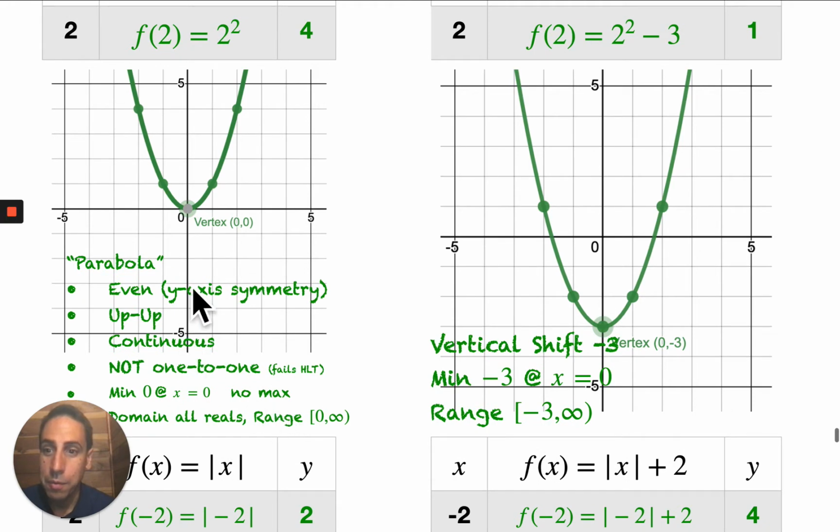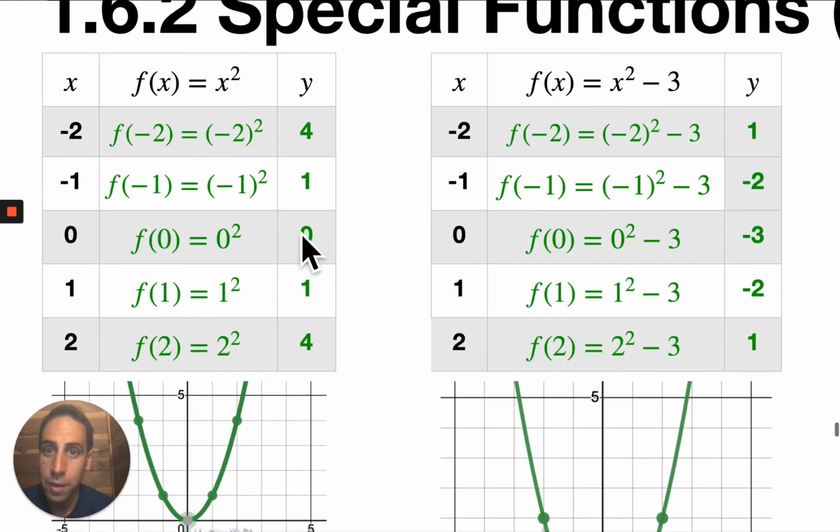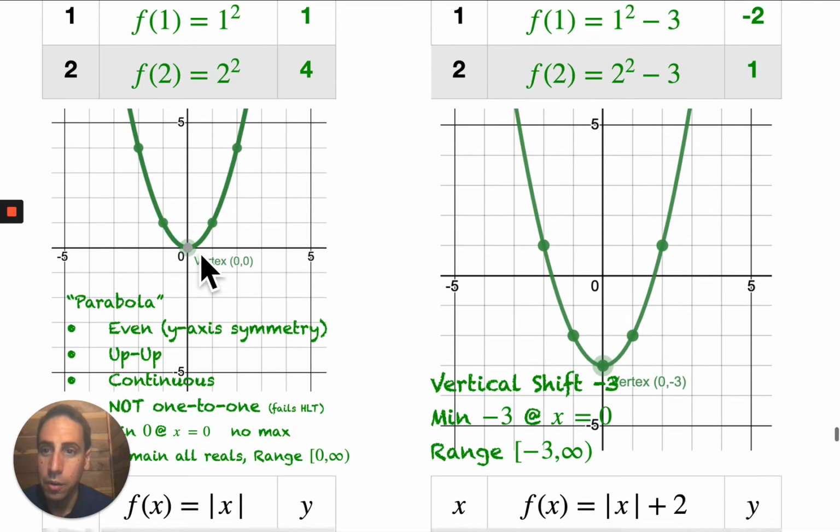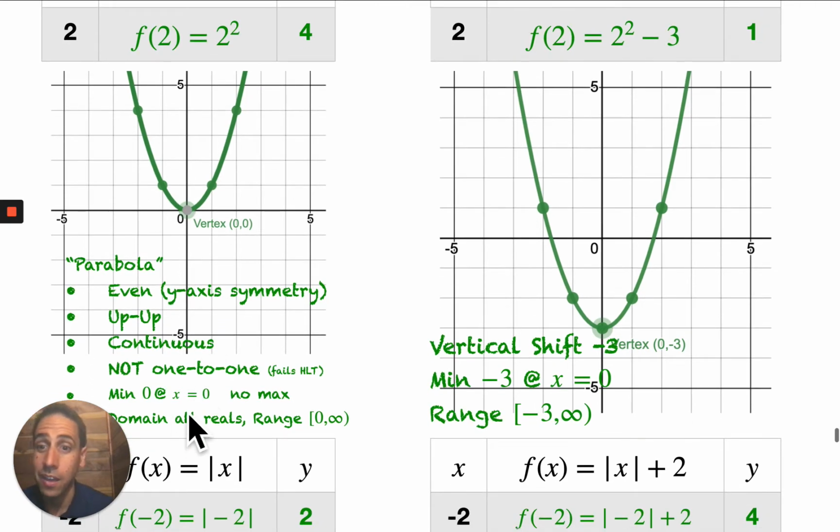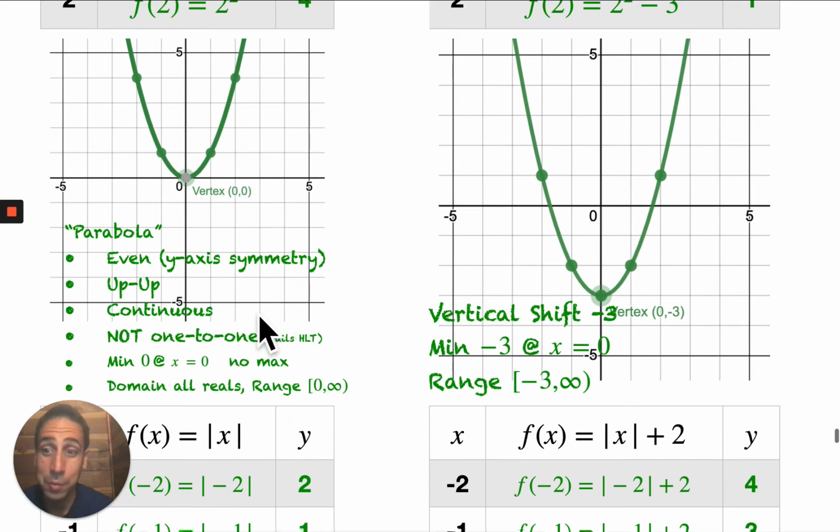It has a minimum of 0 right here. The lowest value on the table is 0. And the lowest point on the graph is 0, the lowest y value on the graph is 0. And where? At x equals 0, right here. It has no maximum value. It just keeps on going up and up. And then the domain is all real numbers.